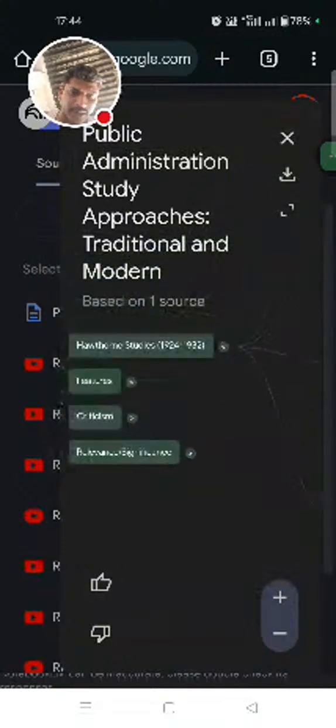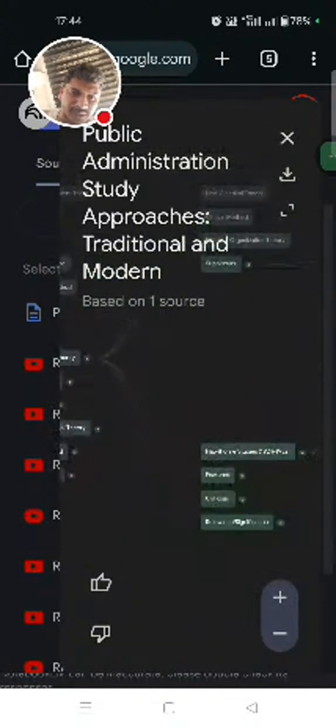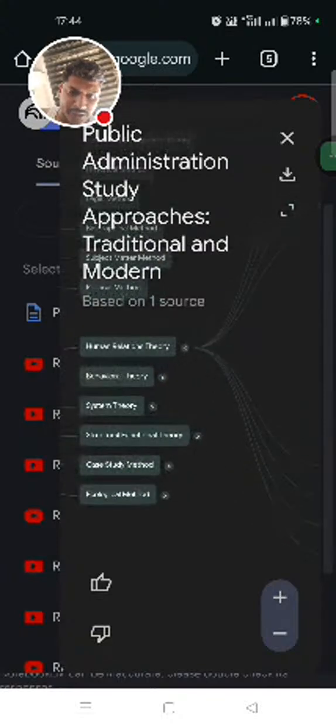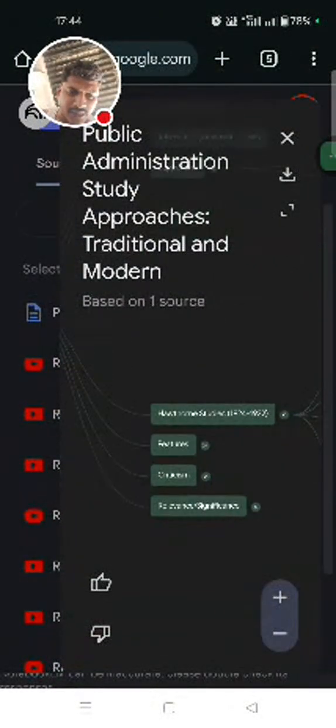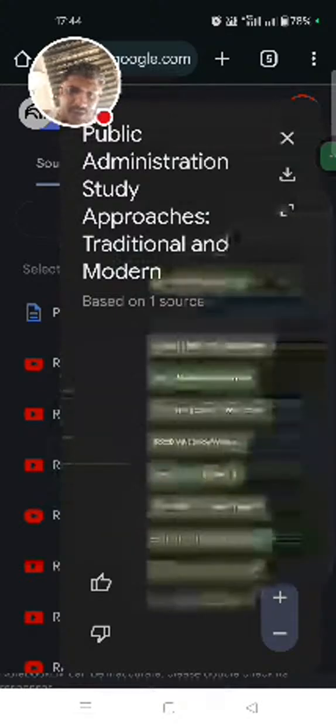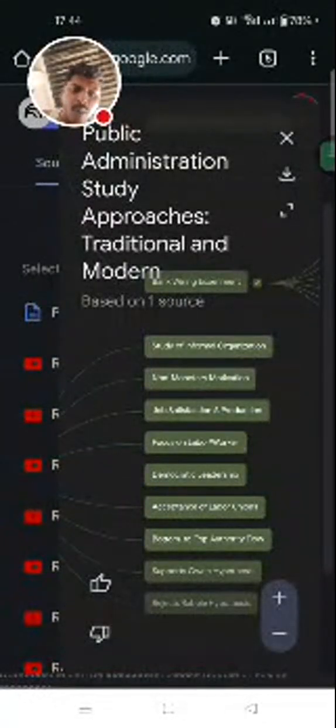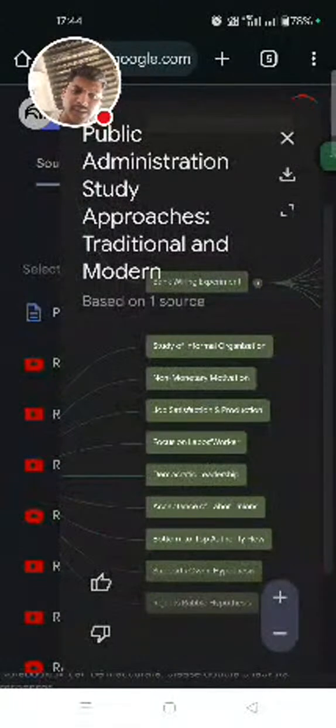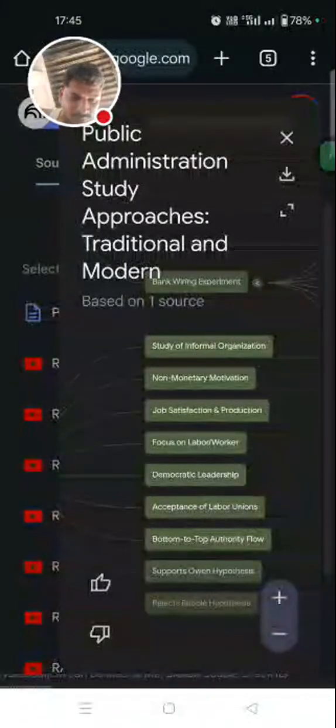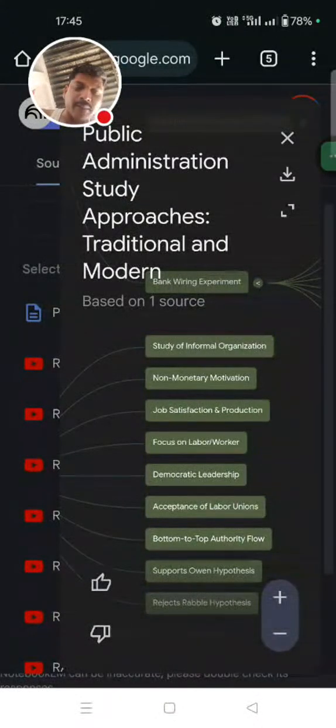Then we have the features of this human relation theory. The first features are the study of informal organization, non-monetary motivations are given, job satisfaction and production increase are seen, and there is a focus on labor and workers, and democratic leadership. There is support for labor unions, a bottom-up approach, authority of law, and support for Owen's hypothesis, and rejection of the rebel hypothesis.